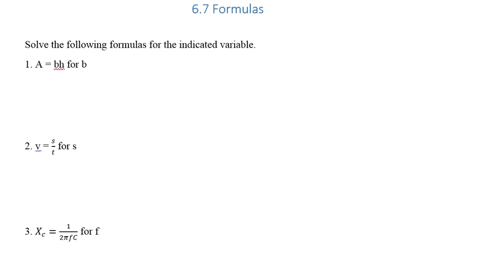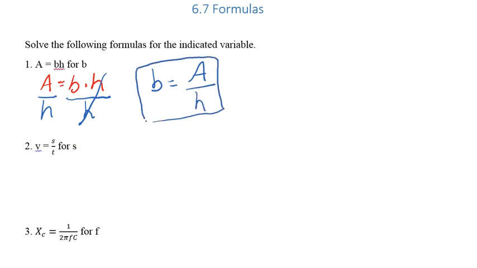So the first formula that's here is A equals BH, and they're asking us to solve for B. So they want B all by its lonesome. The B and the H are sitting next to each other. That means that they are multiplying. So in order for me to get the B by itself and get the H out of there, I'm going to do the opposite of multiplication and I'm going to divide. If I divide on the right, I must divide on the left, and that will get it by itself. So B equals A divided by H.